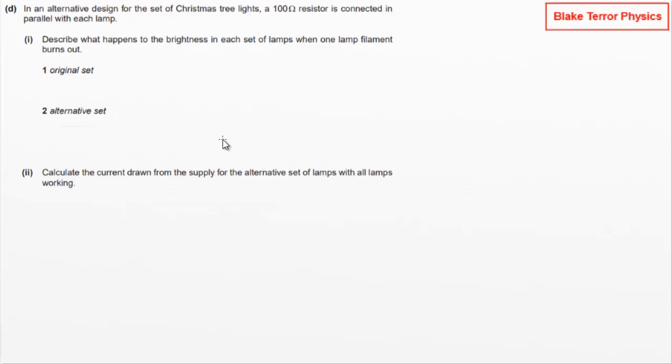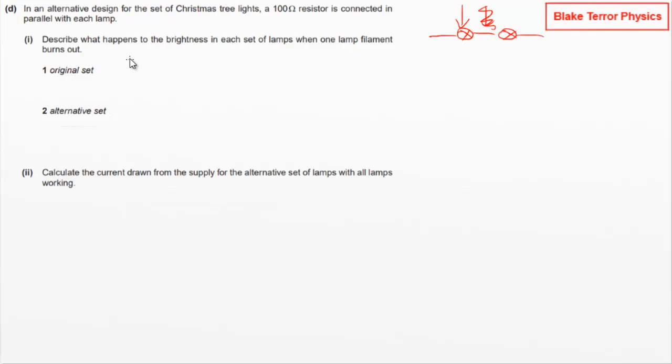There is. Here we go. In an alternative design for the set of Christmas tree lights, they put in a 100 ohm resistor in parallel with each lamp. Describe what happens to the brightness of each set of lamps when one lamp filament burns out. In the original set, because it was all just in series, one of them blows and then the whole lot goes out because we've broken the circuit. Well, not the wire, we've broken the circuit in the lamp.